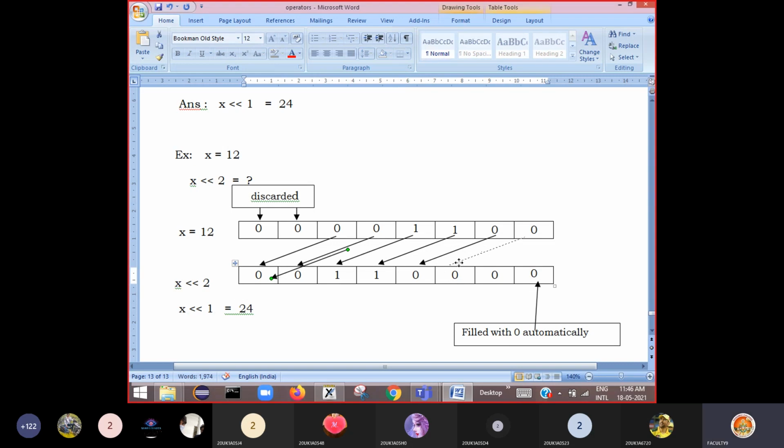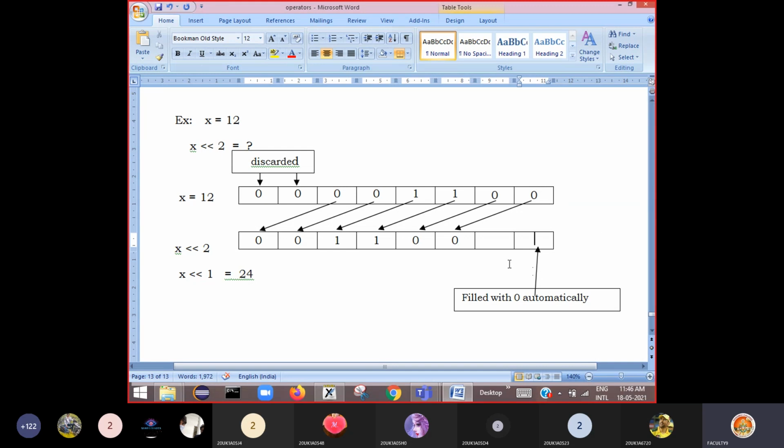Then this 0 will come here. Okay, and here 2 empty positions will be created. Here 2 empty positions will be created here. Okay, so these 2 empty positions will be filled with the zeros. Okay, so these 2 empty positions, they will be filled with the 0 automatically. Now hope everyone got the diagram.